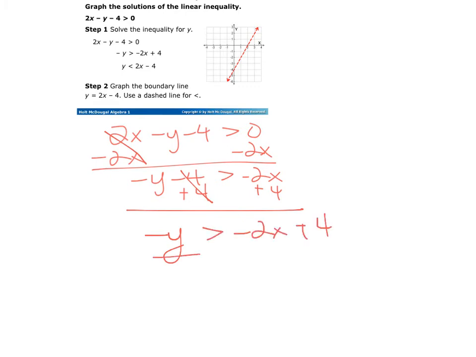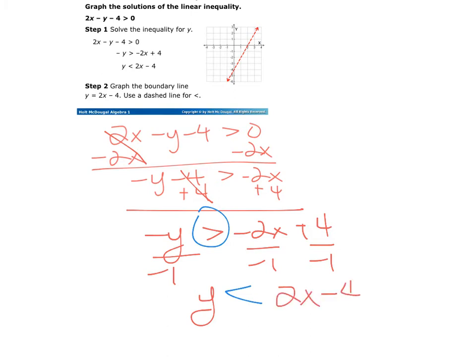Then this is a -y, so we have to divide everything by -1. And whenever you divide by a negative with inequalities, this symbol reverses. You guys got to remember this from way back when. And now we have the equation that we can graph. Start at -4, rise 2, run 1. Good?